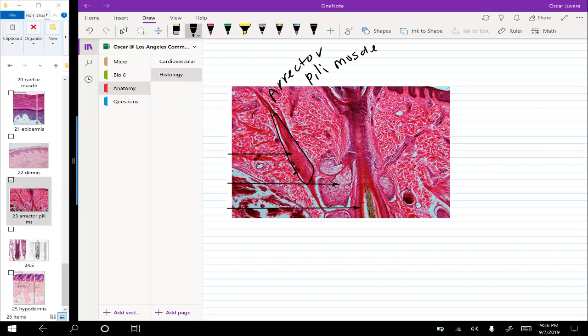Now, that's the erector pili muscle. This is smooth muscle, meaning that you do not have control over it. That's why if you tell your little hairs to go up, they will not. Something has to stimulate them.